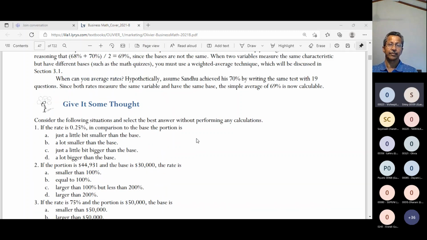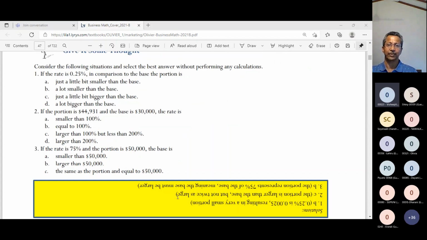Larger than 100%? Yes, larger than 100%, but less than 200%. You're right, because it's about 150%, about 144% or something.